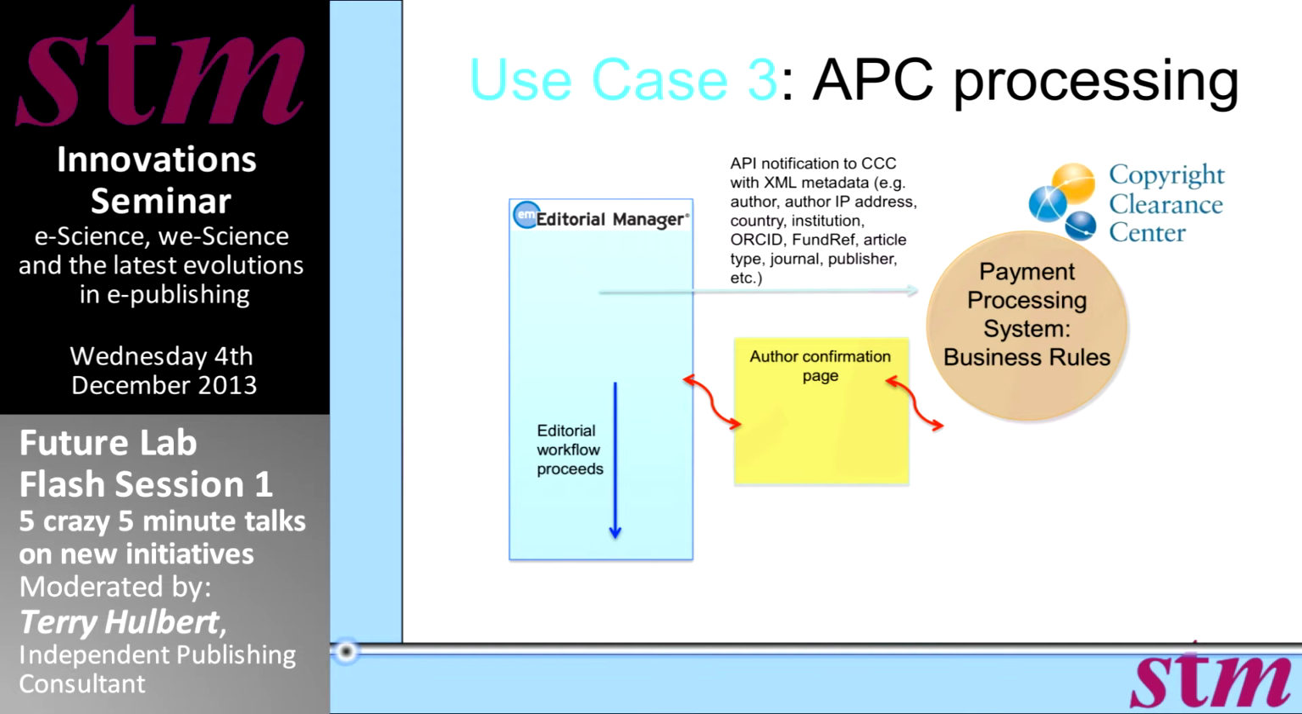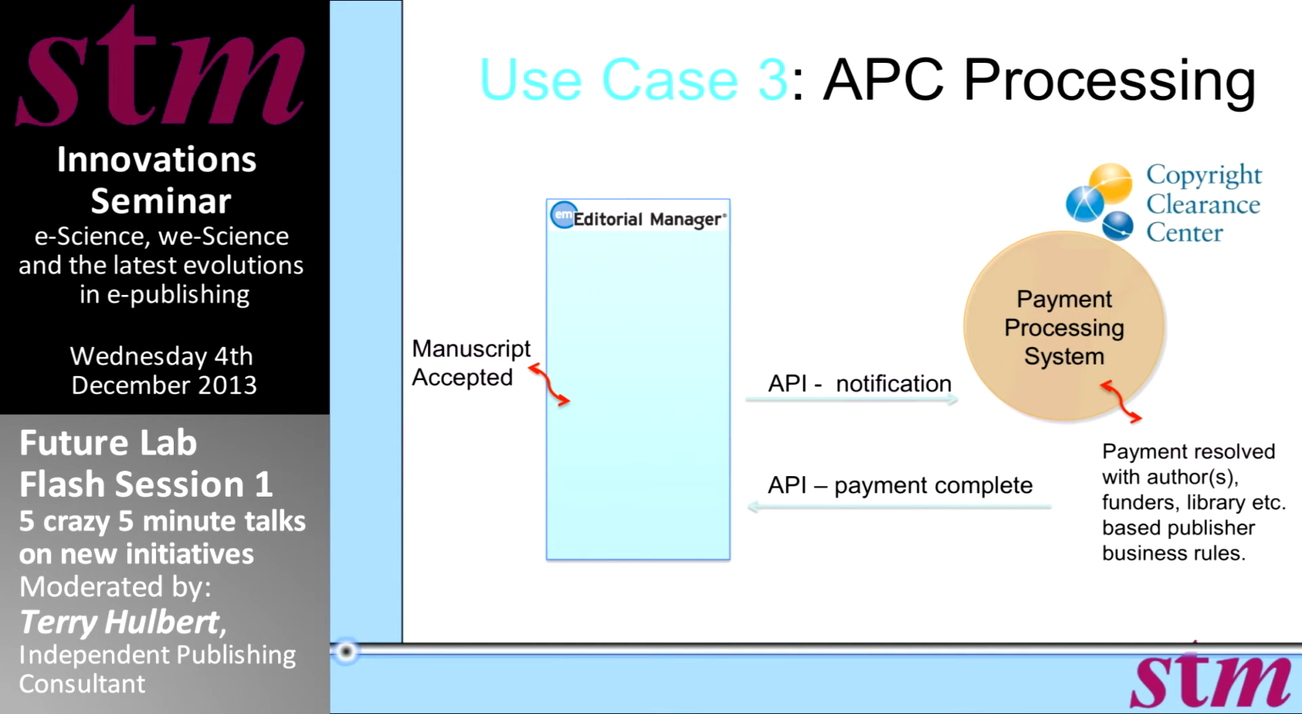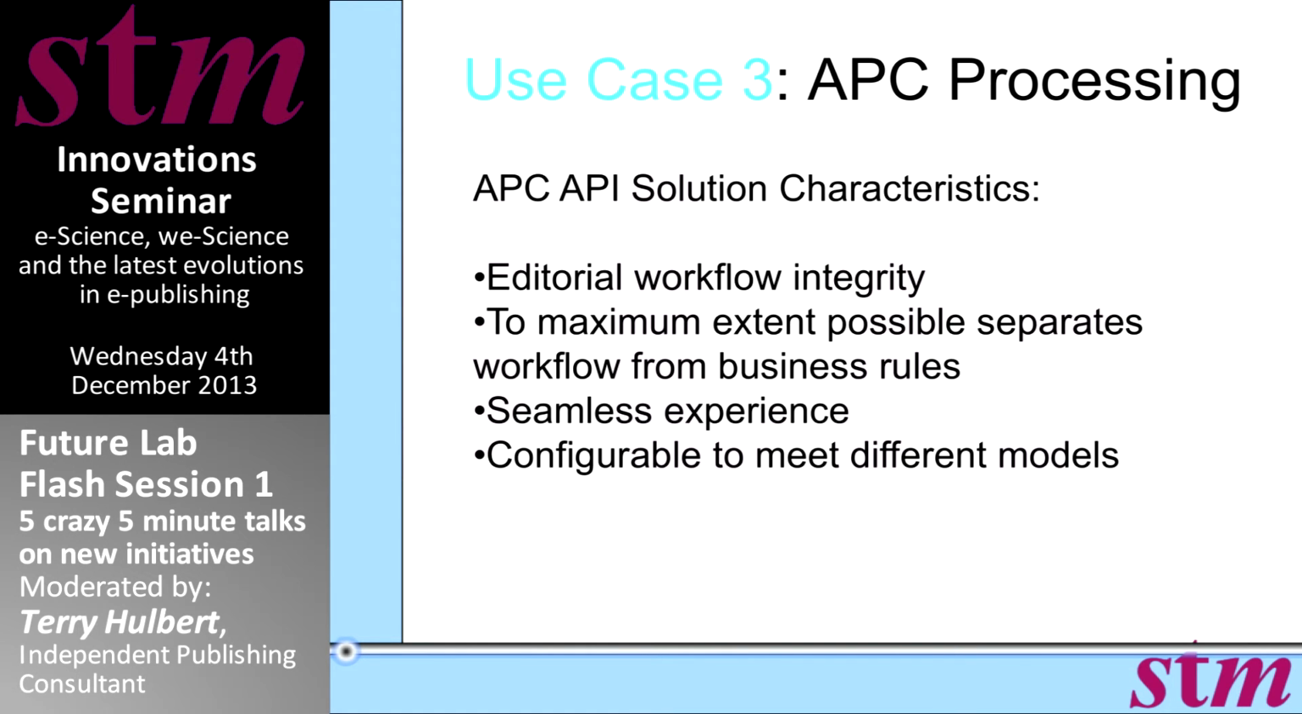The manuscript then continues in its workflow and at a later point is accepted for publication. At that point, the API calls back. The payment is resolved directly with the funder or with a library or with the author themselves, and that creates an API call back saying, this manuscript has been paid for, let's publish it. So again, from a technical point of view, this API is actually relatively simple. But the editorial workflow that's built around it is what adds the value and makes it a seamless experience for the author.